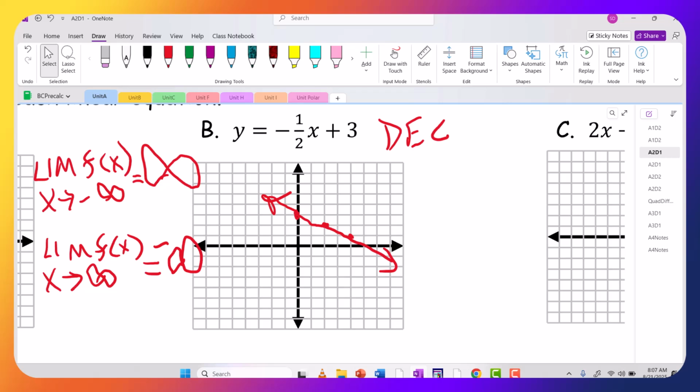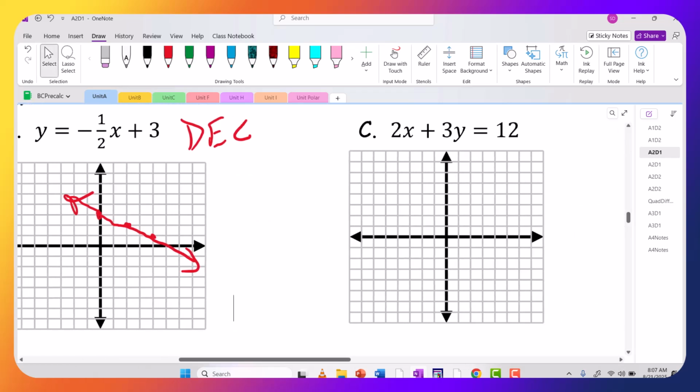Okay, so 0 comma 3 is the y-intercept, and then negative 1/2. Rise, fall, sorry, fall 1, run 2. Fall 1, run 2. Know how to graph a line. Now, I will tell you this. If it said just graph this, then the smartest thing to do would be just find the intercepts.